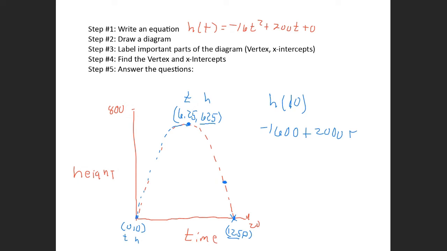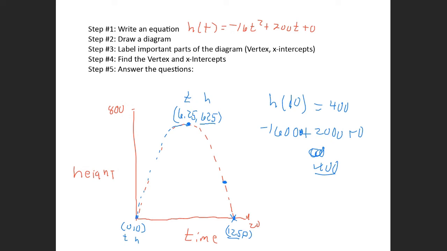2,000 plus 0. I think I missed a 0 here, didn't I? Or no, I didn't. So the rocket is 600 feet up? No, 400 feet. 400 feet in the air, because negative 1,600 plus 2,000 gives me 400. So at 10 seconds, the rocket is 400 feet up in the air. So this formula gives us the height at any given time.